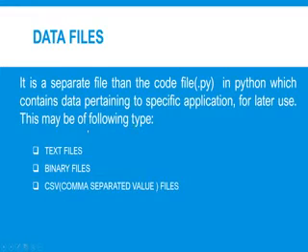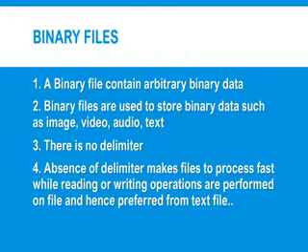it contains data pertaining to a specific application for later use. This may be of the following types: it may be a text file, it may be a binary file, or it may be a CSV file. The text file we have already discussed, and here we are going to discuss only binary files. So let us see what a binary file is.